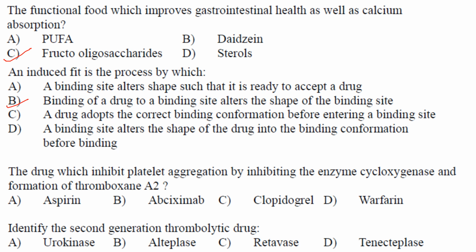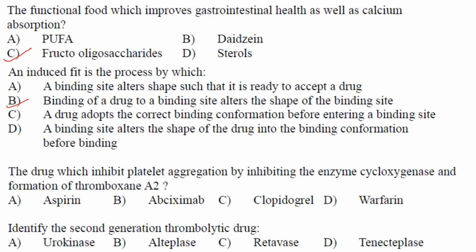A drug adopts the correct binding conformation before entering a binding site. Okay, it will see the binding site is somewhat triangular in shape. The drug will adopt a triangle shape so that it will bind there. That is not going to happen. So that's not correct. A binding site alters the shape of the drug into the binding. It doesn't alter the shape of the drug. So D is also not correct.